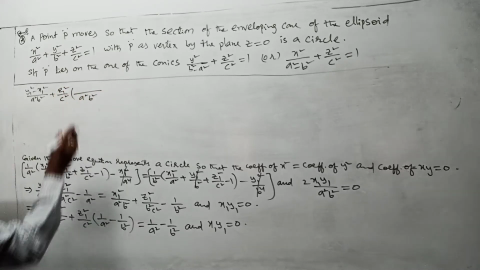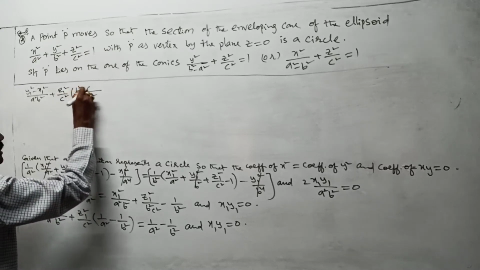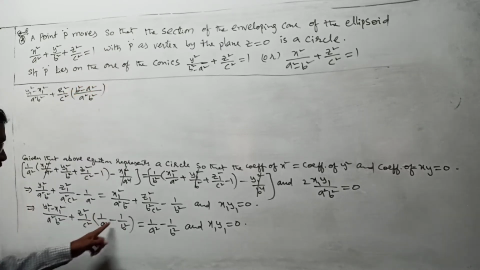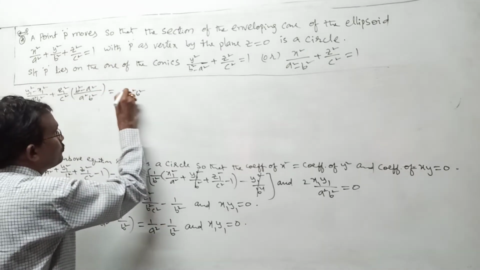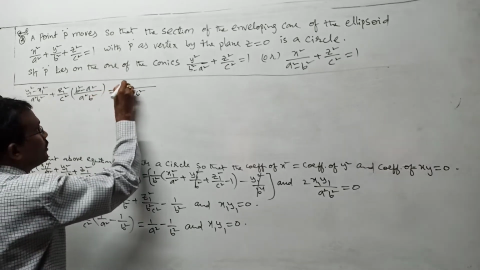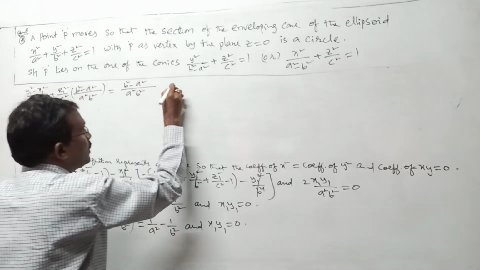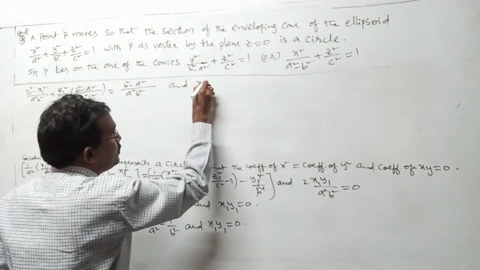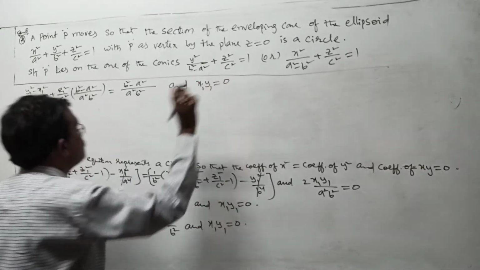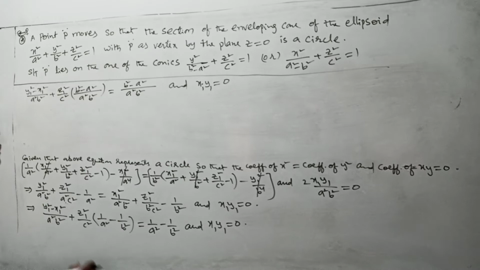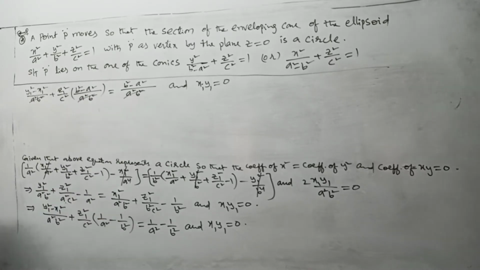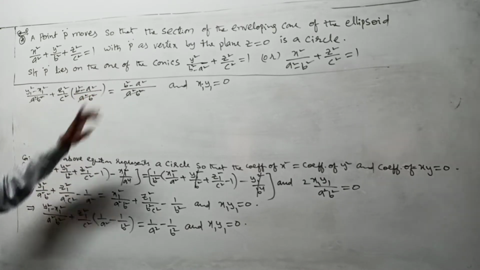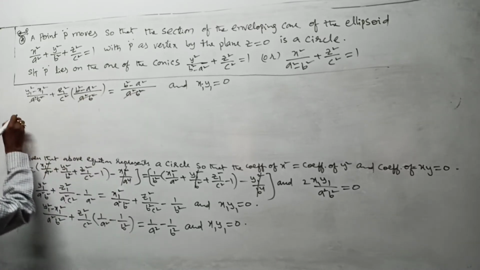What we get to? b square minus a square is equal to, here also a square b square take common. It is what? b square minus a square, and the other relation is what? x1 into y1 is equal to 0. This keep as it is. Second one already simplified. Here let us take this common and cancel with this. Right? After that divide with b square minus a square on both sides, especially for this relation.